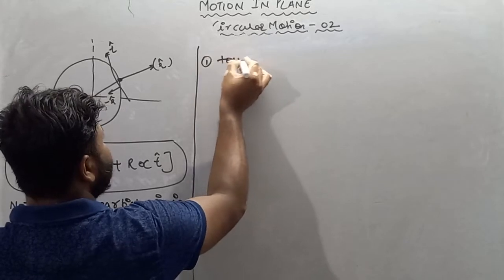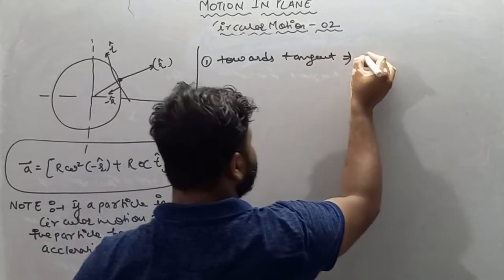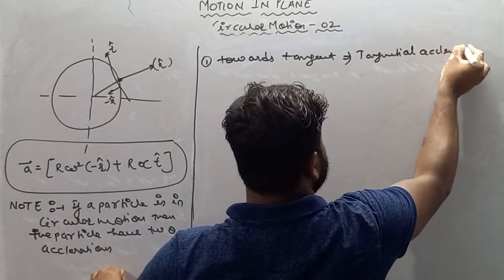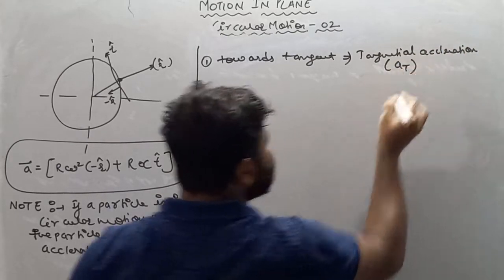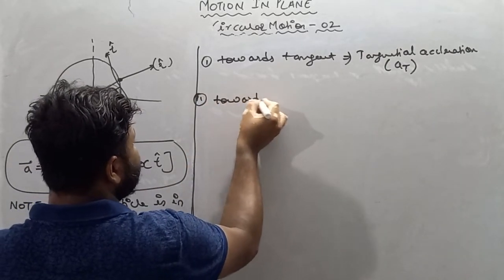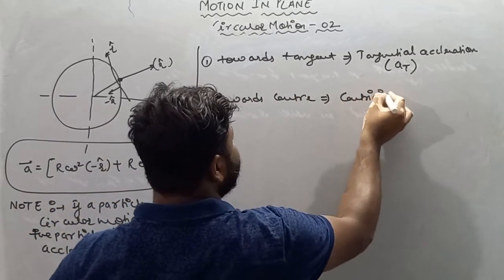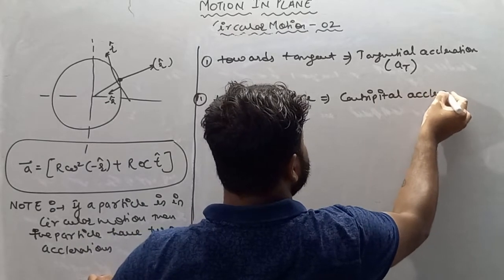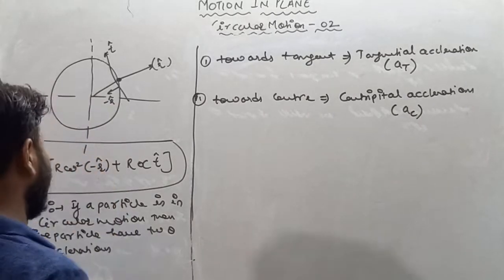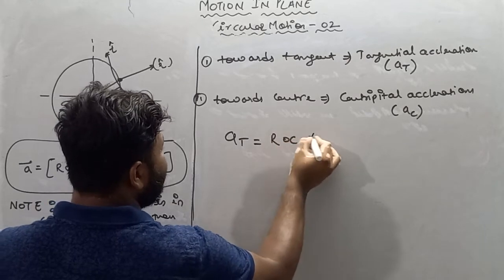One is towards tangent, that is called tangential acceleration, and it is represented by at. Second is towards center, that is called centripetal acceleration, and it is represented by AC. So what is tangential acceleration? Tangential acceleration is r alpha t cap.